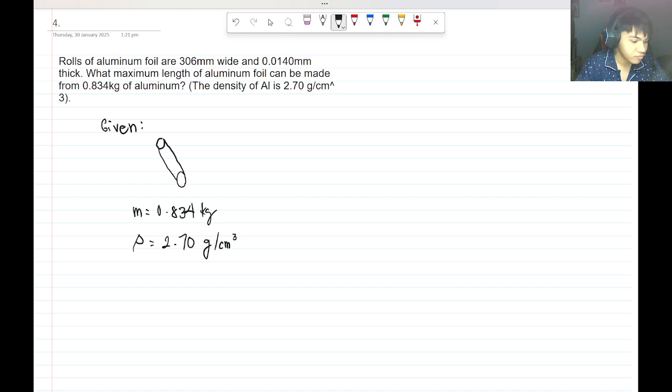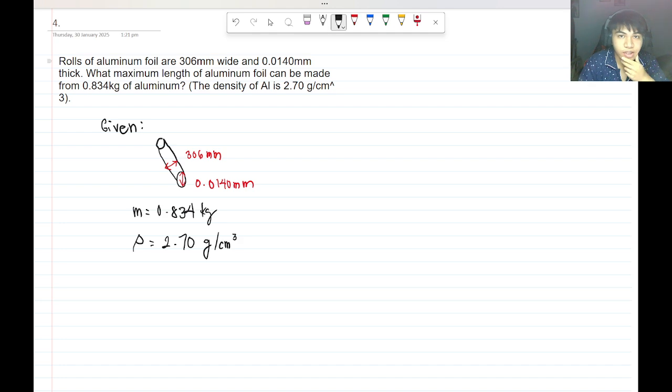And yeah, let's try to illustrate. So the width of it, okay, like this. I don't know if I'm doing it right. So this would be 206 millimeters. And then let's say how thick it is. Or maybe it's the other way around. It doesn't really matter. 0.0140 millimeters. Okay?